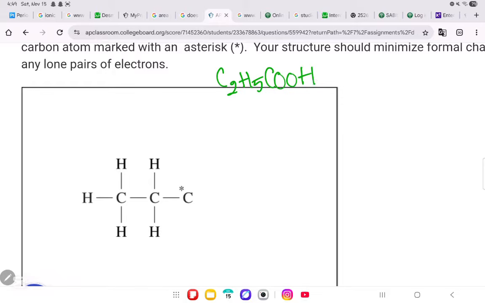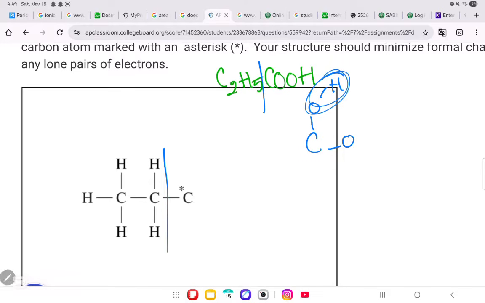So they already drew for us C2H5. This is C2H5. Now what's left for us is COOH. Now COOH, it's COO and then H. The O and H are bonded together, not the H bonded with the carbon. No, it is the hydrogen that's bonded to the oxygen and not to the carbon.